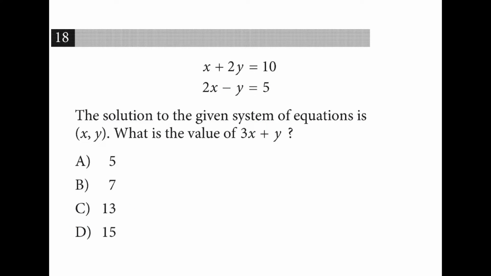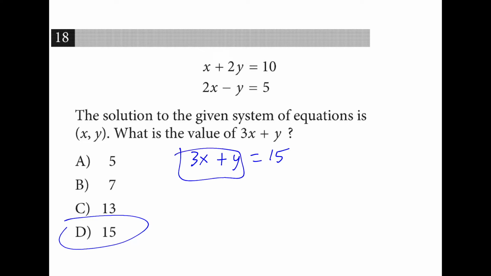The solution to the given system of equations is (x, y). What is the value of 3x plus y? Again, if I just add 3 columns straight down, x plus 2x, 2y minus y, 10 plus 5, this is equal to 15.